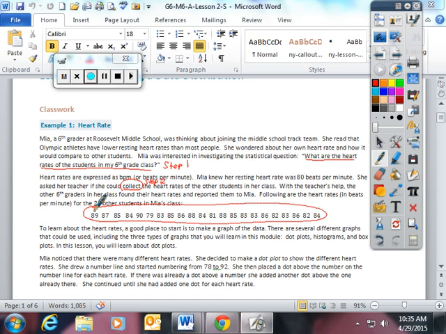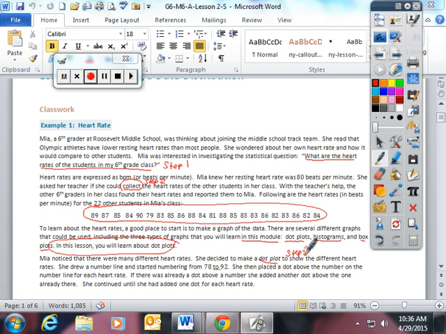Okay, step three requires students to think about how they're going to display the data that they collected. Some things that I would underline: in this module, you are going to learn about dot plots, histograms, and box plots. But in this lesson specifically, you are going to be learning about dot plots. And that is step three. She decided to make a dot plot.